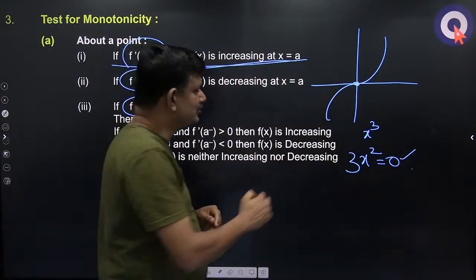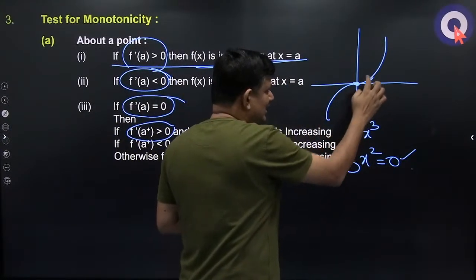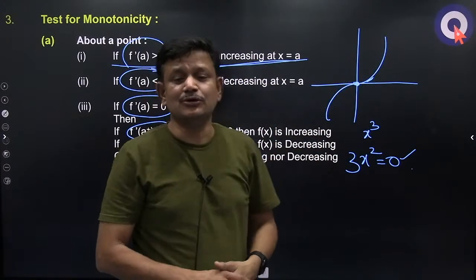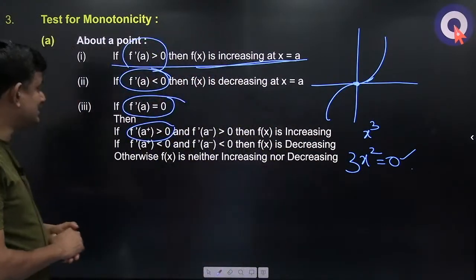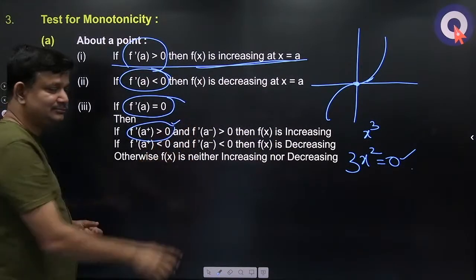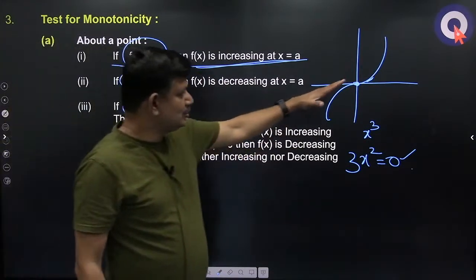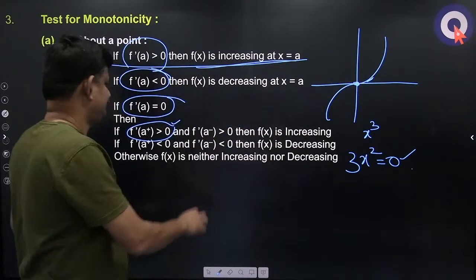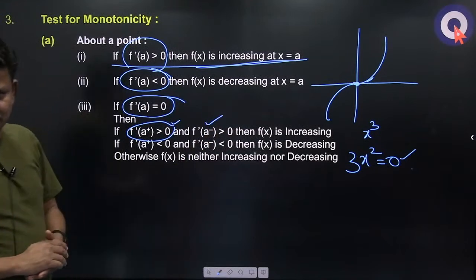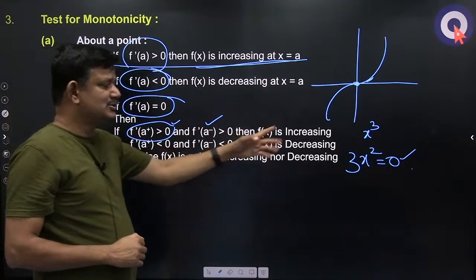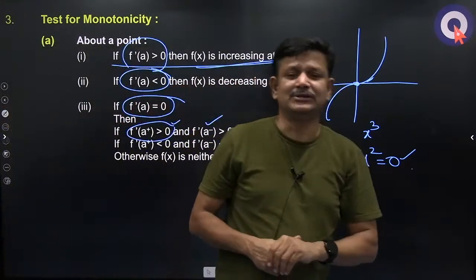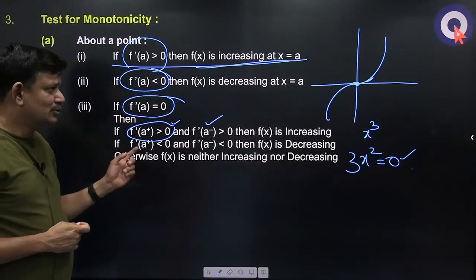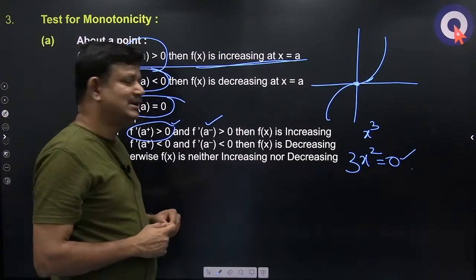So here what we have to observe is, look at the values immediately after this. What will be the slope of the tangent immediately after this? It's a positive slope. That means f dash 0 plus is greater than 0. What is the slope immediately just before this? That is also positive, and f dash a minus is also positive. If both of them are positive, then you can say f of x is an increasing function.